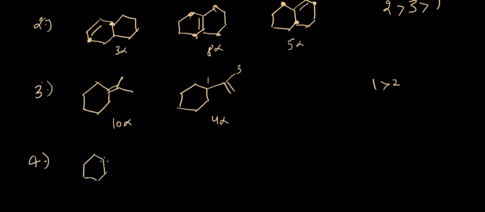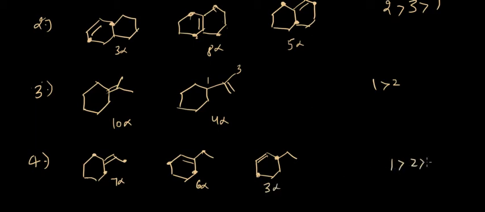What about this compound? This has 3 plus 4, 7 alpha. This has 2 plus 2, 4, 4 plus 2, 6 alpha. This has 2 plus 1, 3 alpha. So obviously the order is 1, 2, 3.